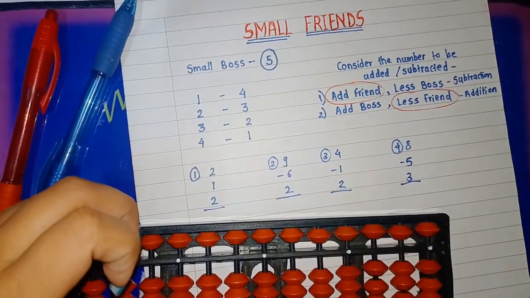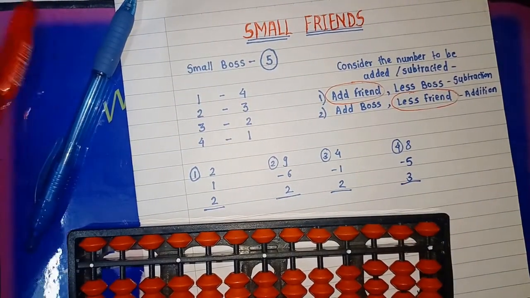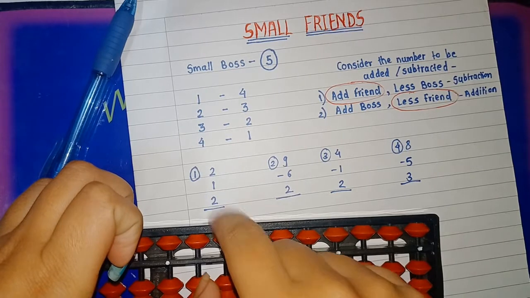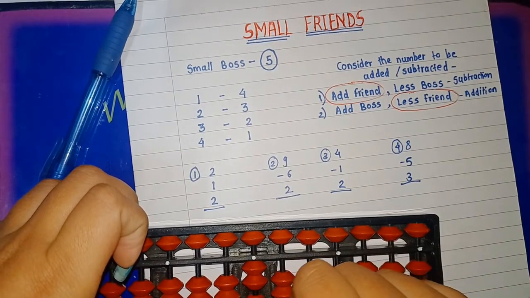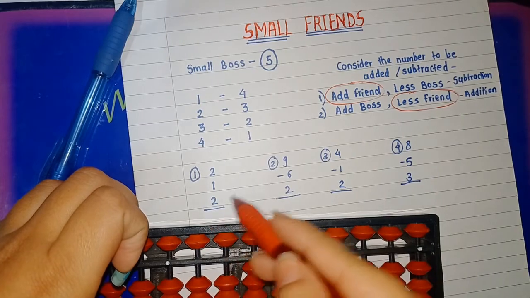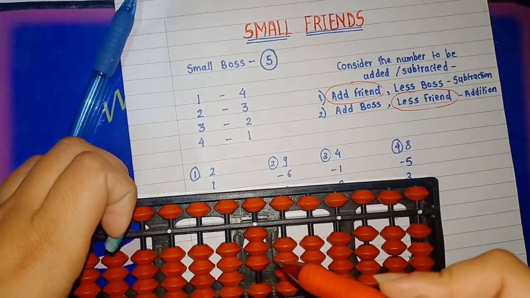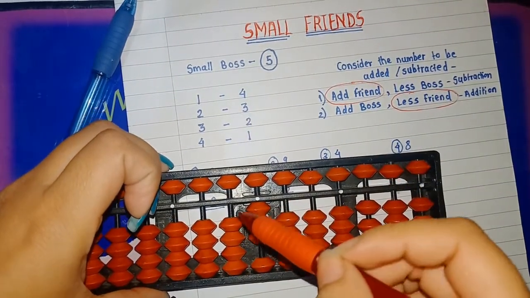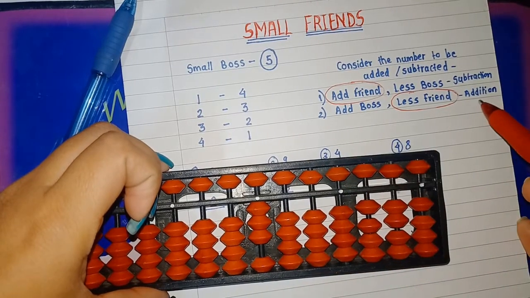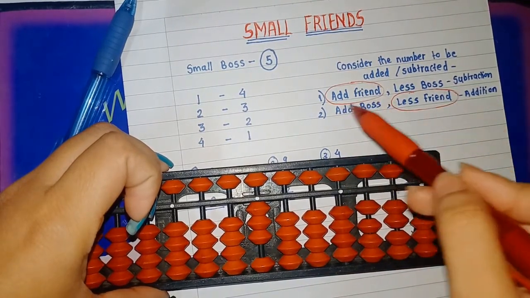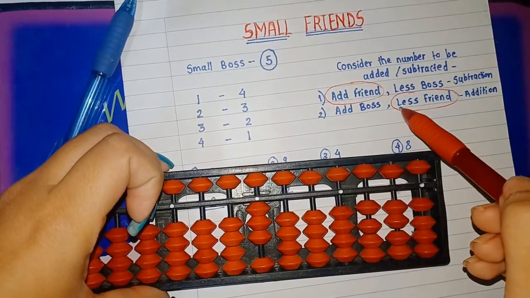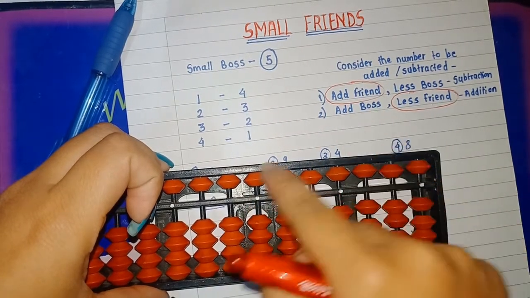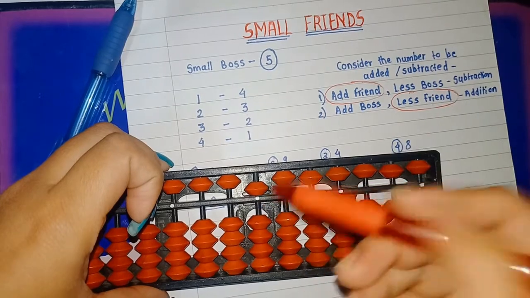First sum is add 2. So here we have added 2, then add 1 in it, add 1. Okay, then again add 2. Do we have sufficient beads to add 2? No, we don't have, right? So how can we add 2 in this? We have to perform addition, right? So using this rule we can add 2. First, less friend. What is 2's friend? 3. So less 3 add boss. That's it. Answer is 5.